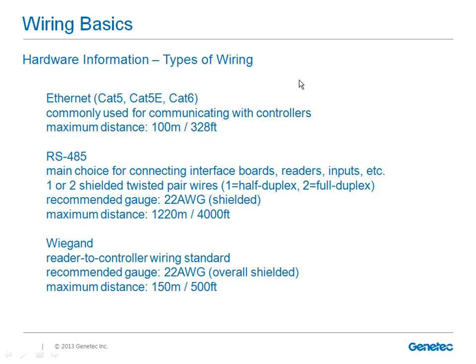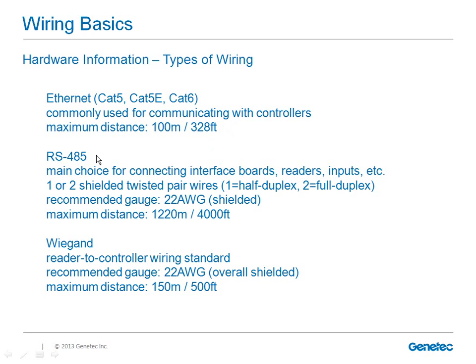Okay, let's take a look at the physical characteristics of the wiring you'll be using. The first one here is Ethernet. A Cat5 Ethernet cable is your most typical network cable and is most commonly used to connect the controllers to the network. The range is only around 300 feet, but that can easily be extended with routers and other network devices.